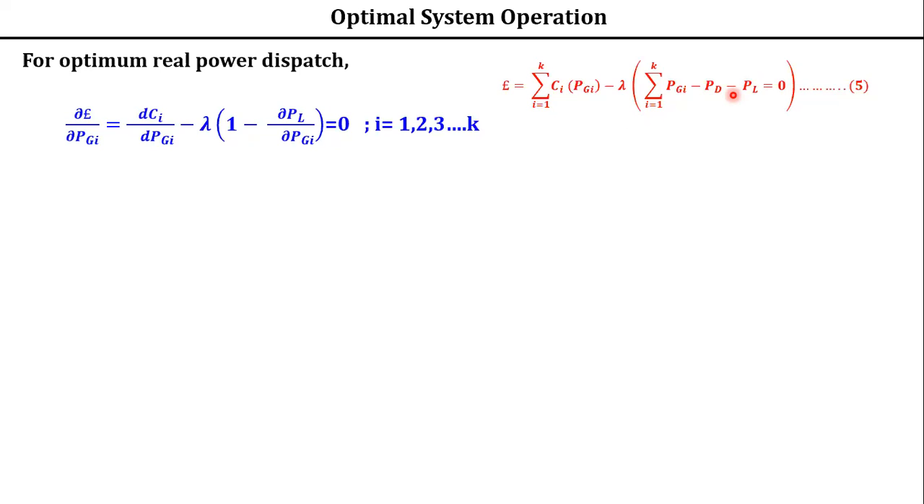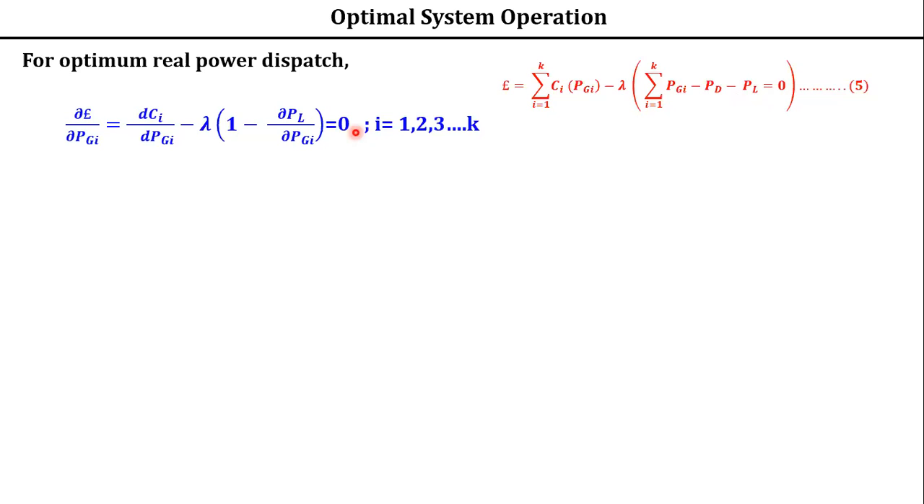So PL is a variable, so we cannot consider this one as a constant. However, load demand is constant. So load losses will vary depending on the generation, because it is a function of active power generation. So how are we going to take the partial derivative? ∂PL/∂PGi equated to 0. Taking the partial derivative of the whole equation and equating it to 0.